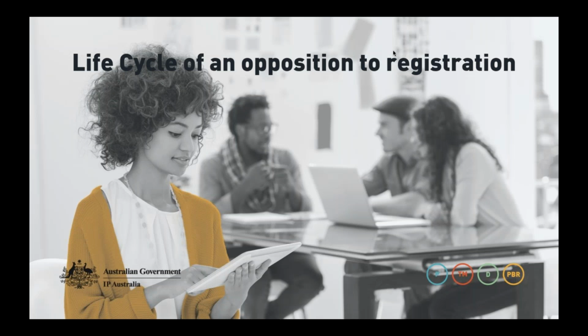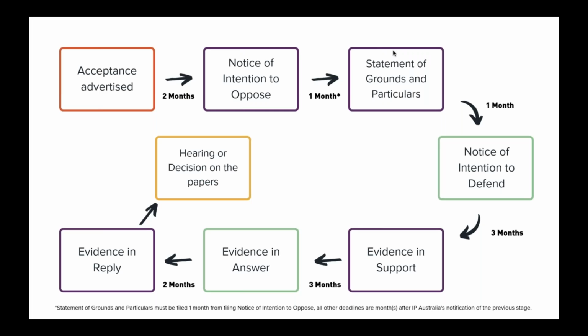This is what the life cycle of an opposition to registration looks like. This flow chart shows all the stages in an opposition to registration. However, if a notice of intention to oppose, statement of grounds and particulars, or notice of intention to defend is not filed within the relevant time frame, the opposition will end. What the opponent needs to file for the opposition is shown by the purple boxes, and what the applicant needs to file is shown by the green boxes.